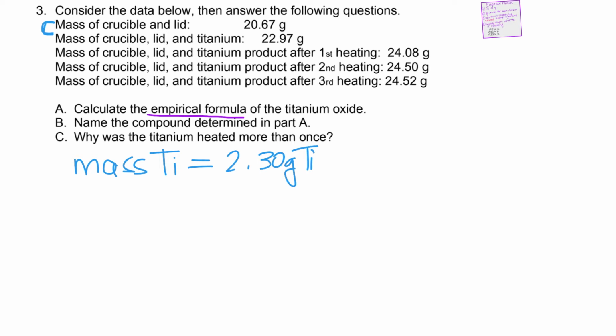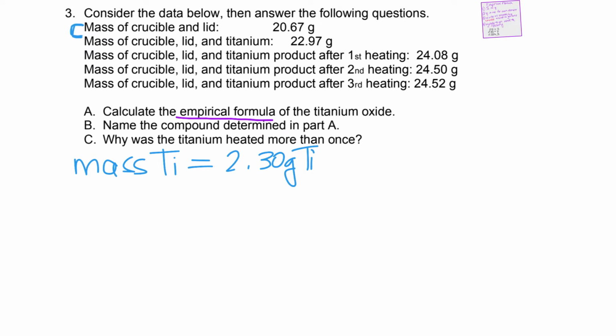Then next you can look at what we're doing. We're heating this. So think about what's in air. There's nitrogen, there's oxygen, there's argon, which is not going to react with anything because it's a noble gas. And then look at part A. It says titanium oxide. Okay, so apparently it's oxygen that's reacting with your titanium from the air.